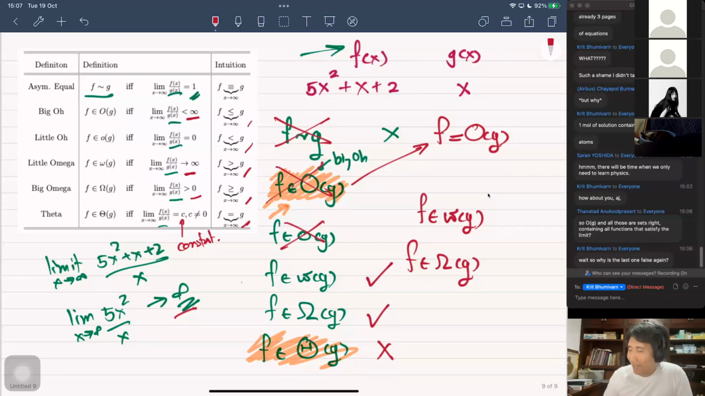Some people are going to write like this. It's not correct, but it's acceptable. This is the most wrong, but popular. Let me say that: wrong, but popular. So some people are going to write like that. The correct way to write is this, because O of g is actually a set. It's a set of functions that have the same growth behavior.